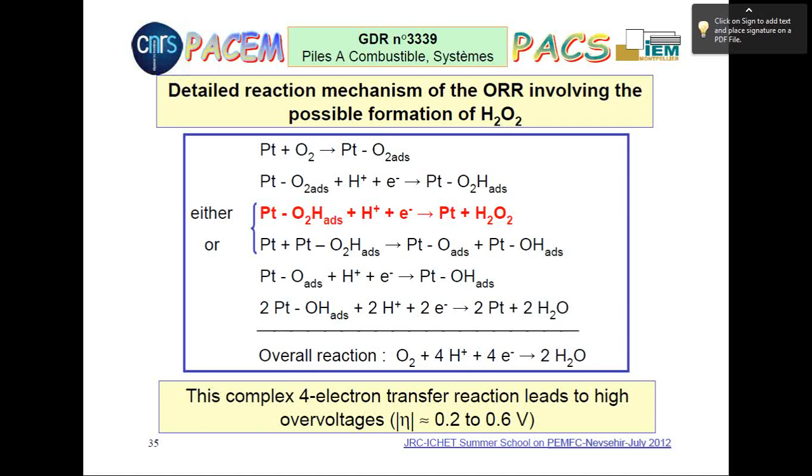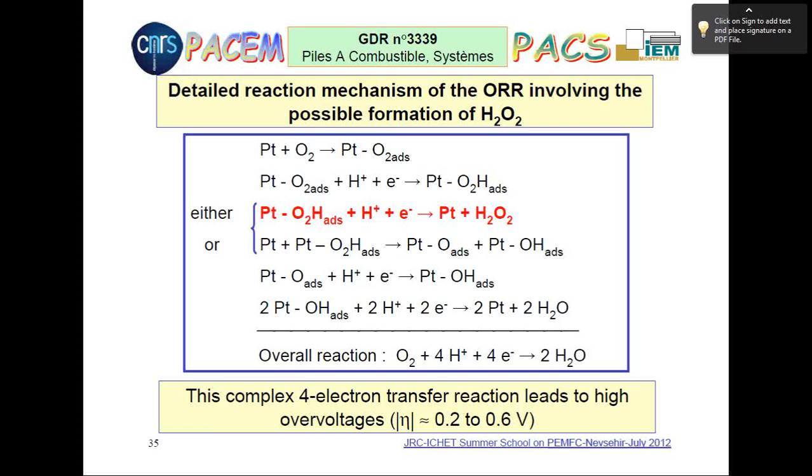Either you have a second addition of proton and reduction with electron going to hydrogen peroxide, or you can continue with absorption of the species, and you cleave the O-O bond. So the main point for oxygen reduction is to break the O-O bond. And to break the O-O bond is a very difficult process. There are many catalysts which were tried to do that.